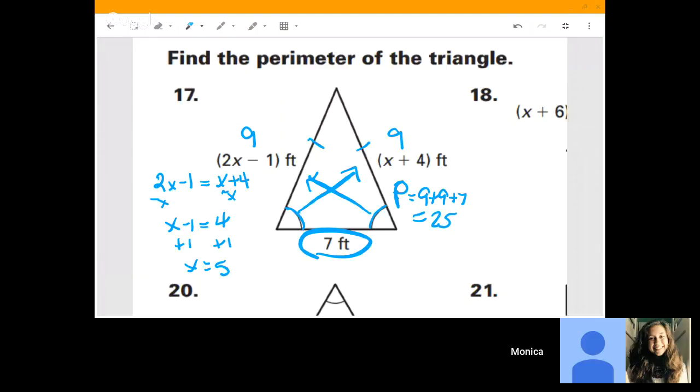So on those problems, you have to figure out what sides you can set equal to each other so you can solve for your variable, then plug back in and then solve for the perimeter.